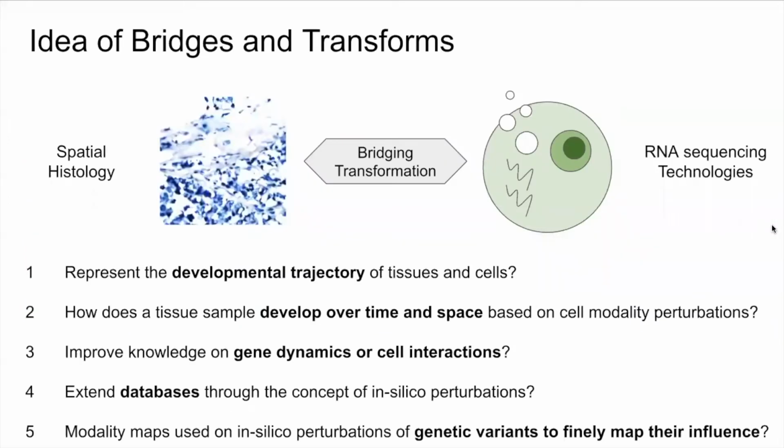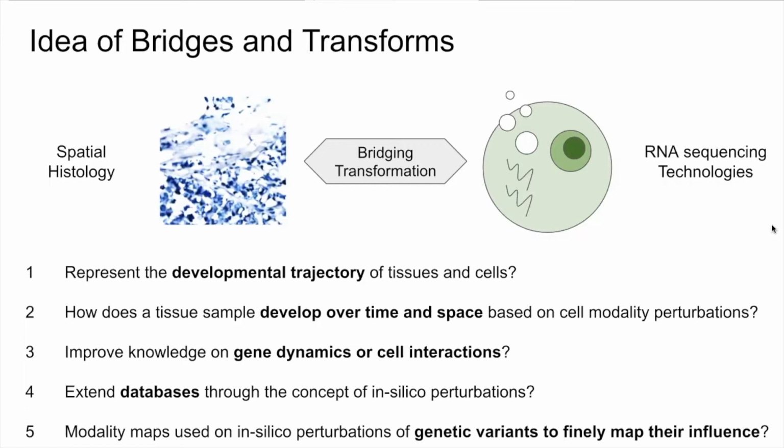So the idea of a bridging transformation is to take one modality, such as spatial histology, to another, such as RNA. Now, once this bridge is built, we can go back and forth from one space to another, and thus we can look at certain ideas and topics.